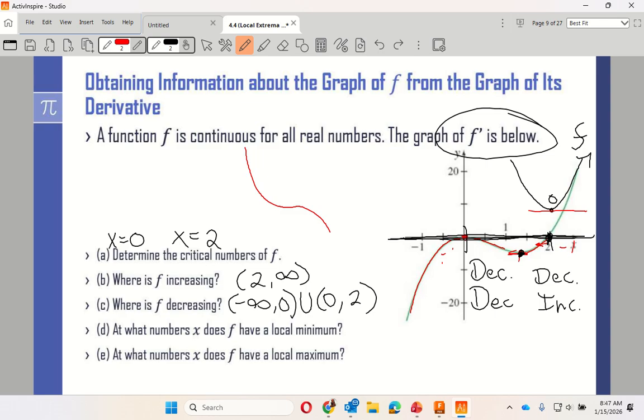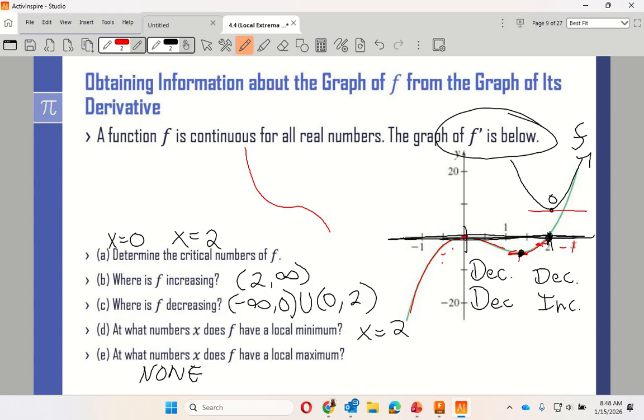At what x does f have a local minimum? Local minimum is where it goes from decreasing to increasing. Is there any place where it goes from increasing to decreasing? This one doesn't have one, because it doesn't change. It doesn't go from increasing to decreasing.